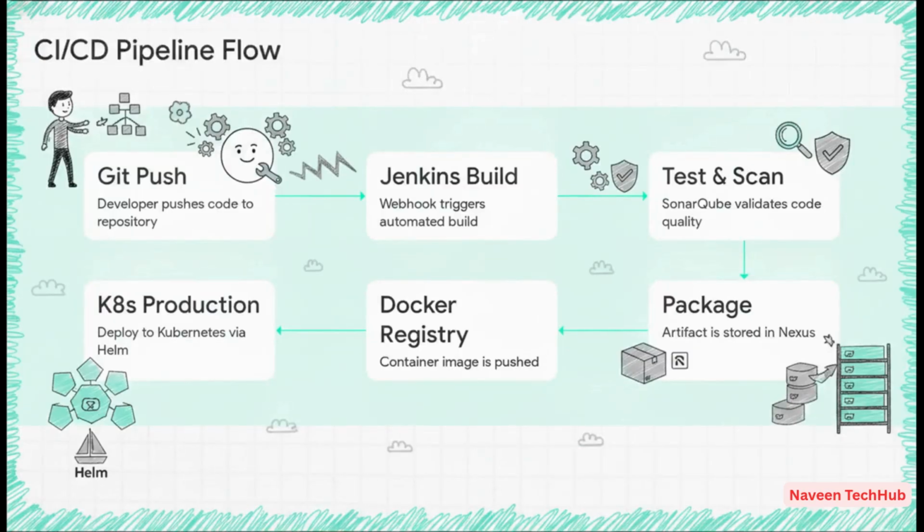Okay, let's build a mental model of our entire end-to-end workflow. I really want you to keep this specific sequence in your head as we go. A developer pushes code to Git. A webhook triggers Jenkins. Jenkins builds the code, tests it, scans it for security vulnerabilities, packages it into an artifact, containerizes it with Docker, pushes it to a registry, and finally deploys it straight to a Kubernetes production cluster. This is the exact real-world flow we're going to build.